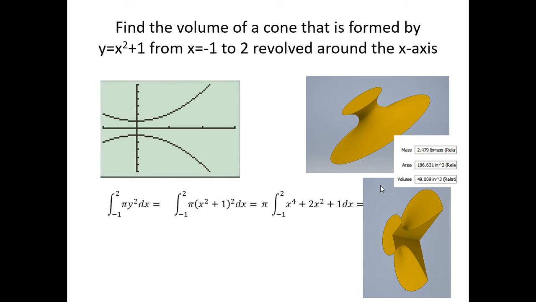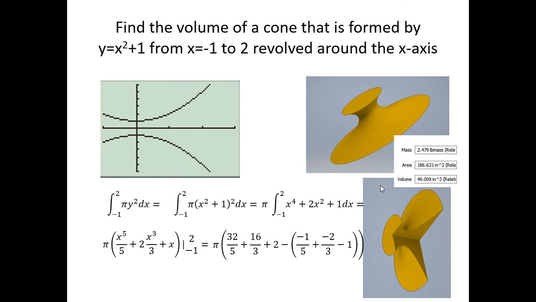And then we can go through and integrate that. x to the fifth over 5 plus 2x cubed over 3 plus x. Evaluated at 2 and at negative 1, you get that. And then we'll simplify that a little bit, get that answer there. And notice the answer is still the same, whether it's done with the graphing portion or a 3D print type program, or we do the calculus down here. This is an exact value.